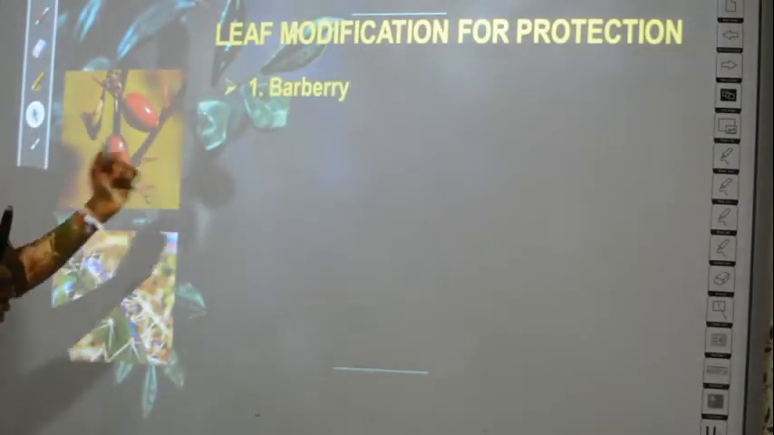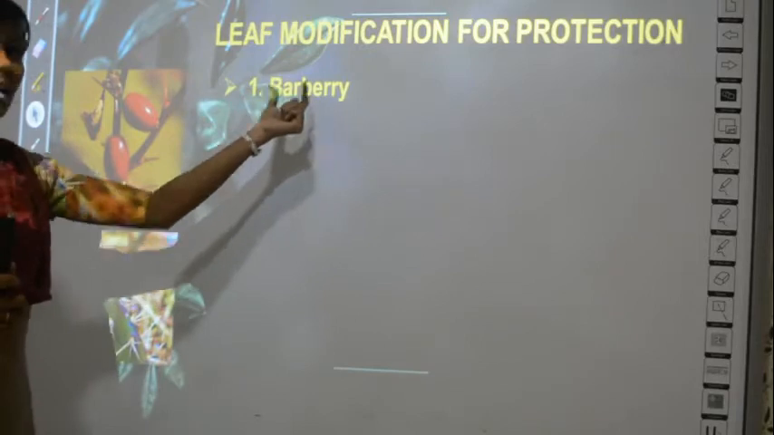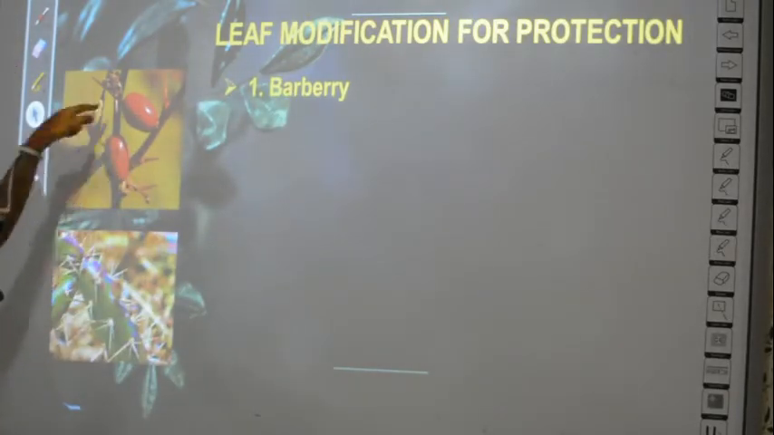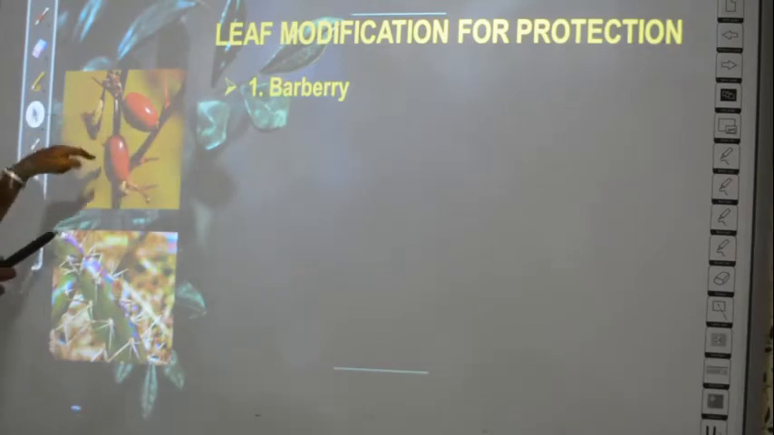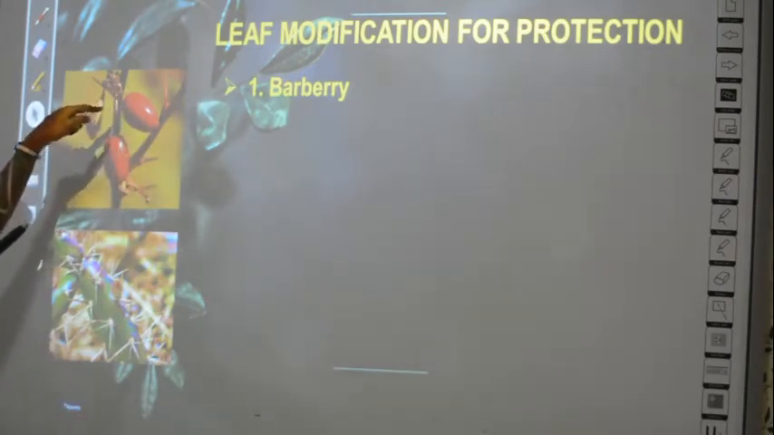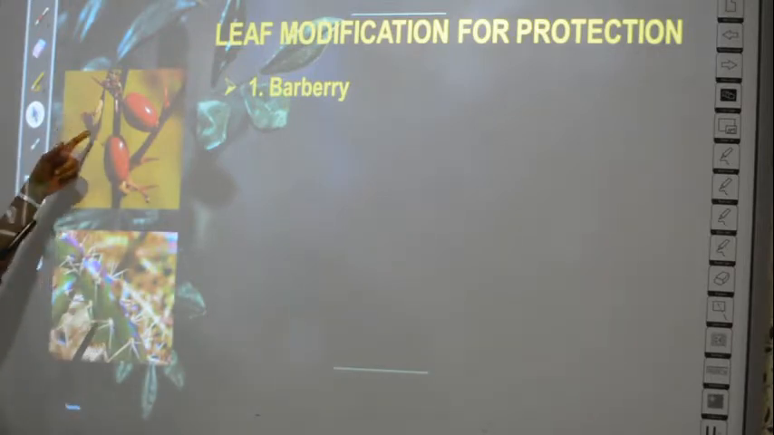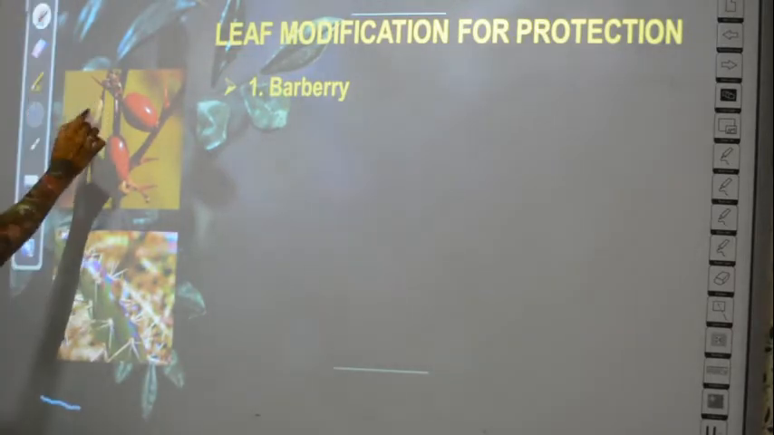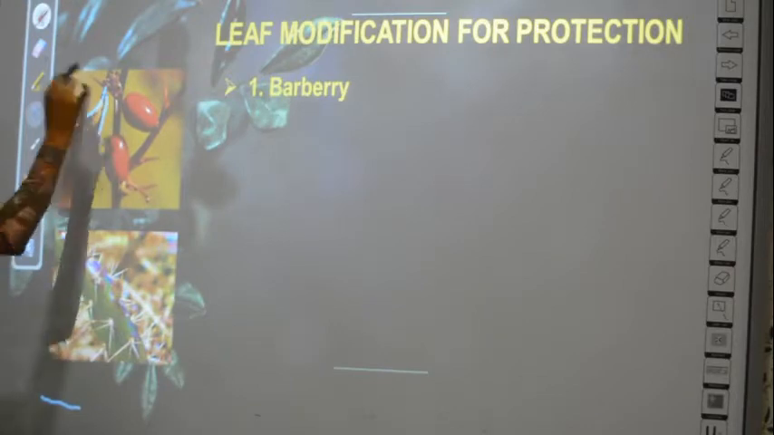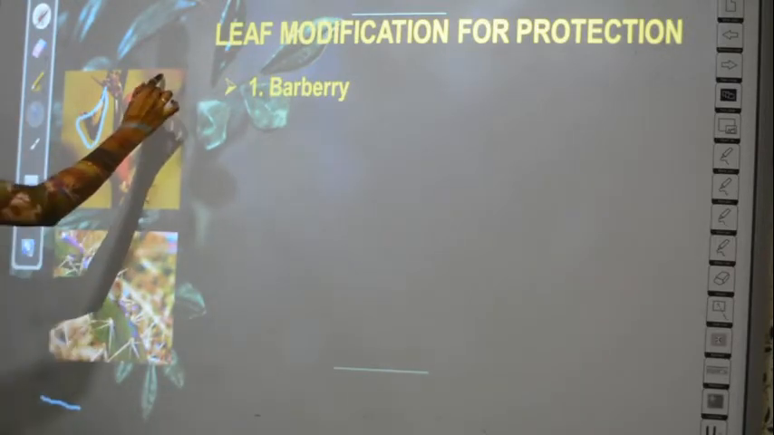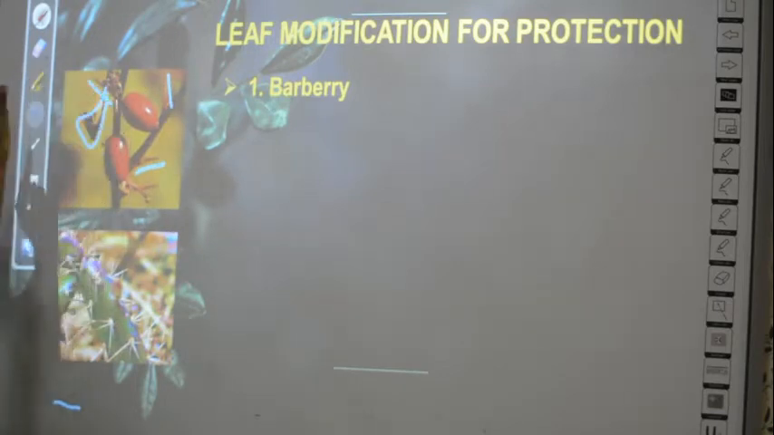The first example is barberry. It is barberry. You may not have seen this. So this is the barberry plant. What you can see here, see, there are a few leaves. Can you see? There are few leaves. Apart from leaves, what can you see here? There are thorns, no?